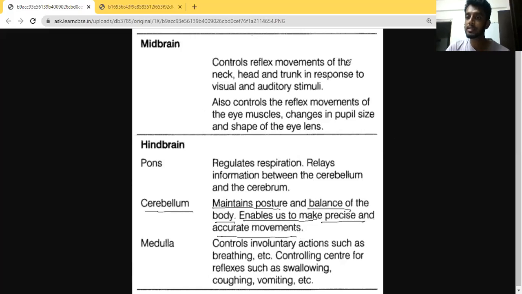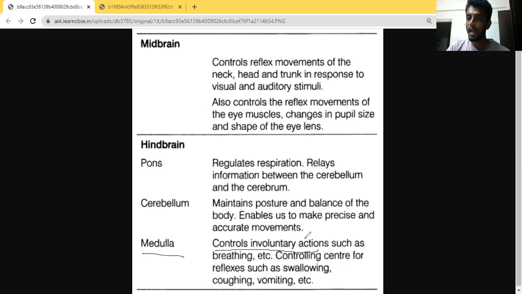What they mean here is how accurately you can move. For example, in sports or other things where you have to follow through a particular obstacle course. Imagine there is an obstacle race where you have to lower yourself and enter into a circle. During all those times, the cerebellum makes you understand how to change your body in order to get into the circle. Last is the medulla.